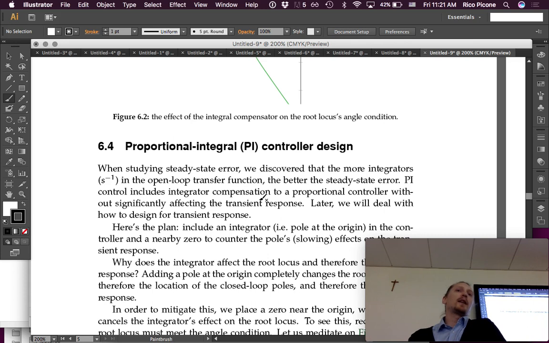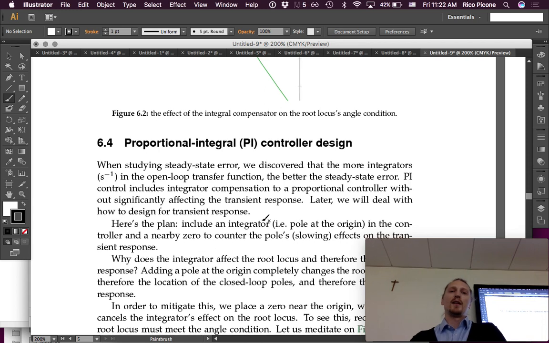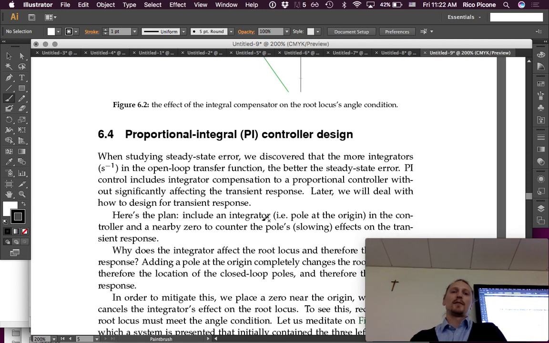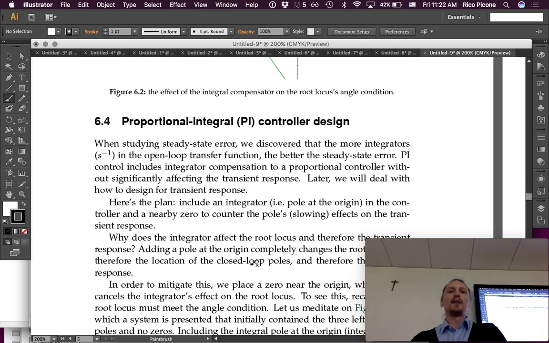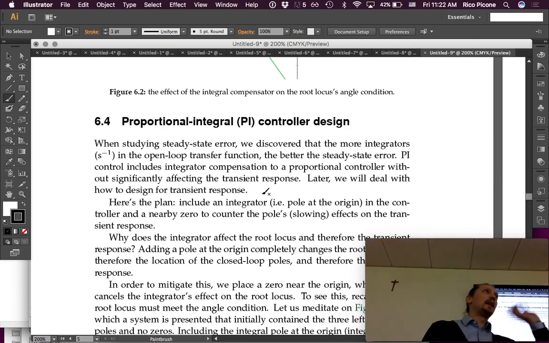The real trick comes in not affecting the transient response too much when you do that. Okay? And we'll learn how to do that. So later we're going to deal with how to design for transient response, but with PI controllers, you can do transient response design with your gain, with your P, right? But we can't move the root locus still very much. We will a little bit with the integrator, but not very much.